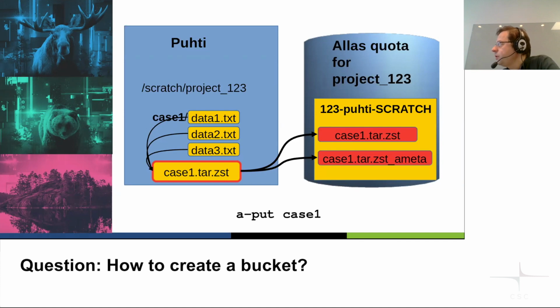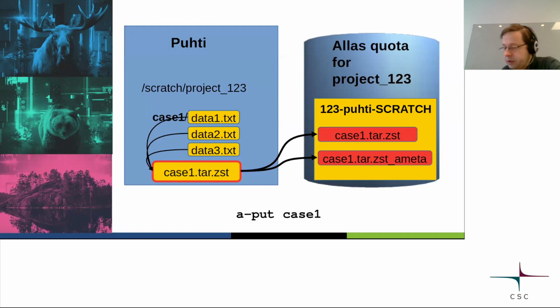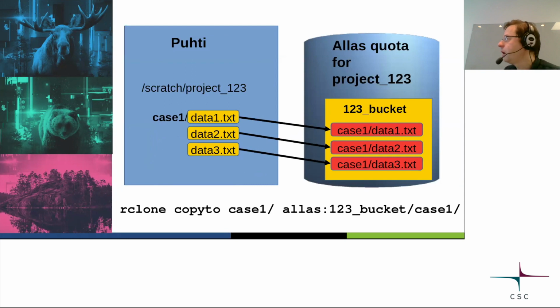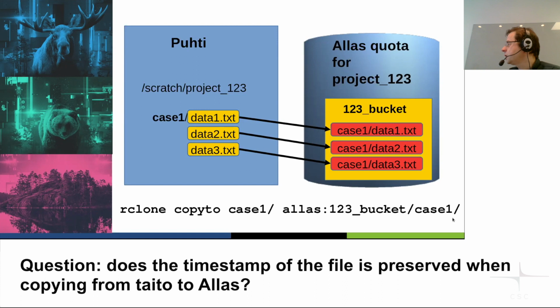Well, with Swift commands, you typically don't need to create it. When you upload the data and you define, for example, in the case of rclone, the bucket name, if it doesn't exist, it's created automatically. So if you go back to the previous example with rclone, the first part of the path here, this 123_ bucket, is the bucket name, and if it doesn't yet exist there on the Allas side, it will be automatically created when this command is executed. If it's there already, then just the object is added into the existing bucket.